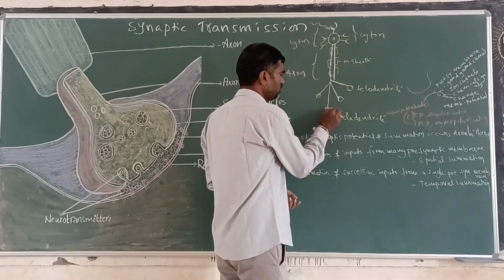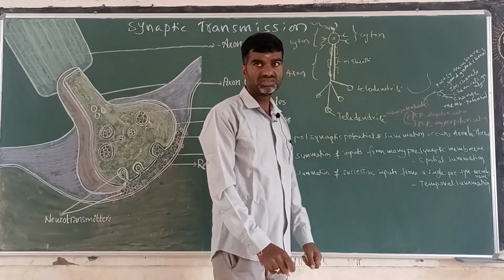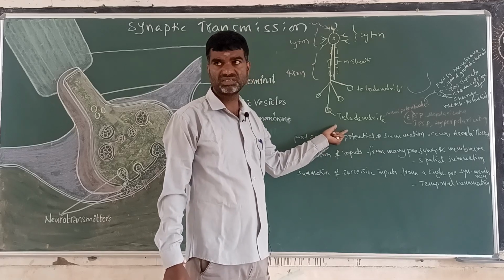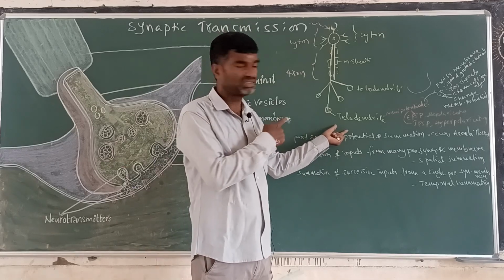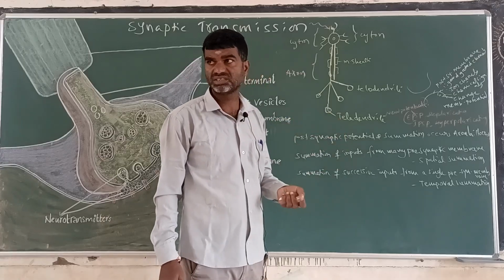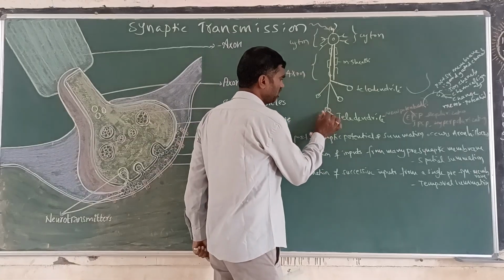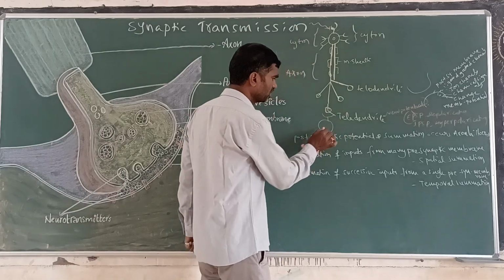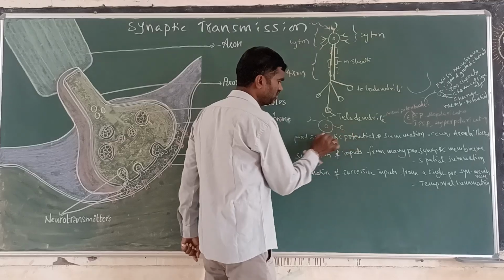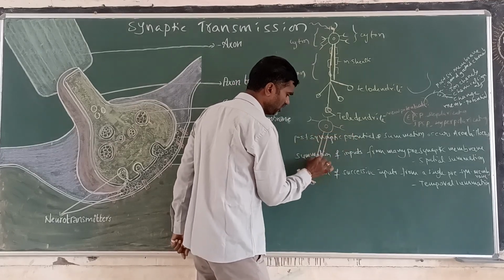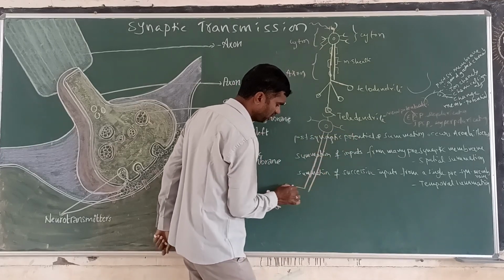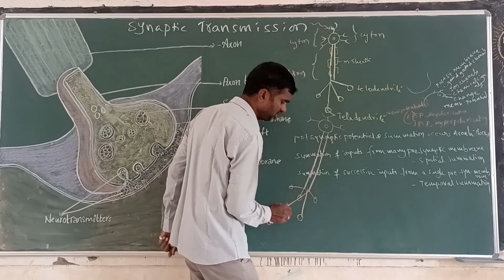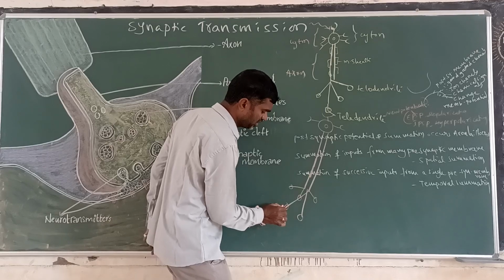Now the messages are stored in the telodendrites. These are called synaptic knobs and synaptic vesicles, and all these points are in the telodendrite region. Now, another part: this is the cyton part. These are the dendrites, and again this is the axon part, and again these are the telodendrites.